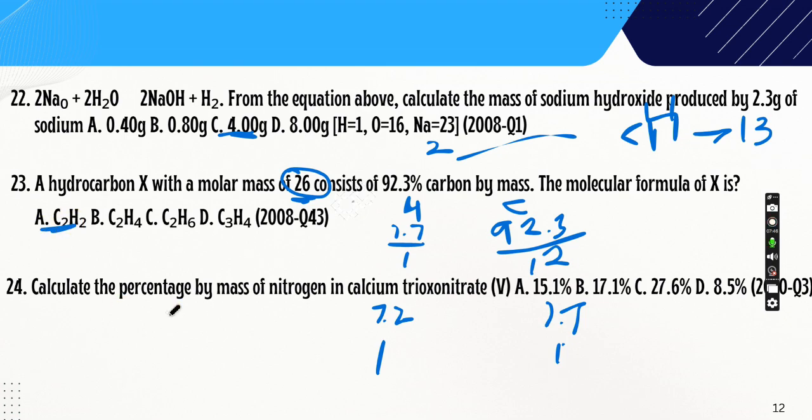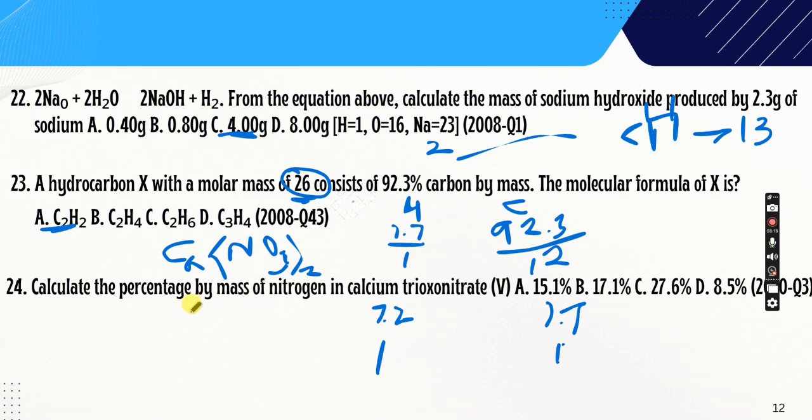The next question is asking us to calculate the percentage by mass of nitrogen in calcium trioxonitrate. The first thing is to write the chemical formula for calcium trioxonitrate. Ca(NO3)2. So now we have 2 atoms of nitrogen here.